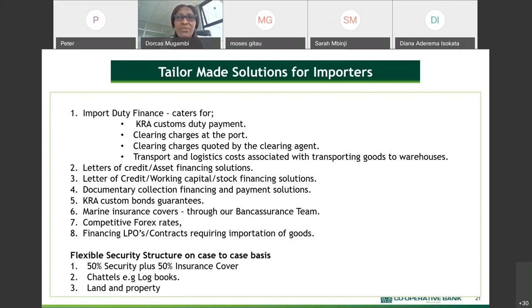We have partnered with various organizations to ensure that we can cover you up to a certain level, where you go beyond your MSME package. Out of that, we can then look at other solutions that will support you so that you have sufficient collateral. In such cases, you will only pay 50% of the collateral. You give us 50% of your collateral. It could be land, it could be cash, it could be chattels or whatever collateral is agreeable to the bank. And then the other 50%, we are able to cover using insurance cover.